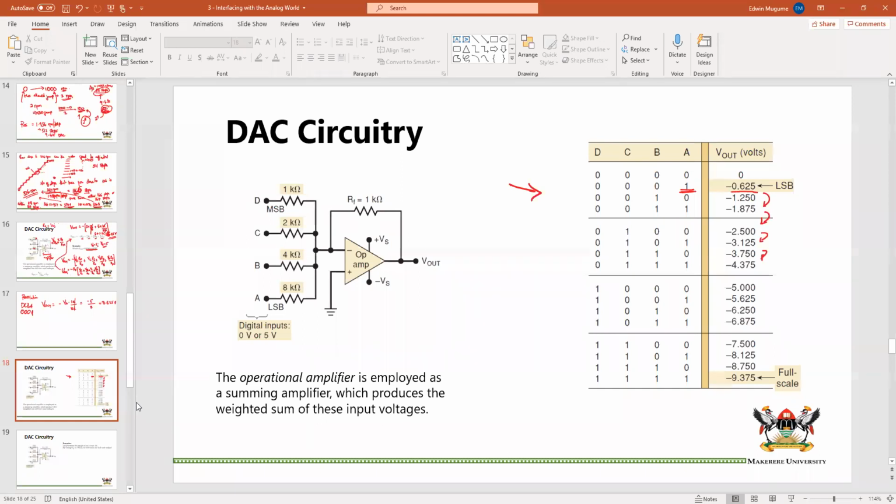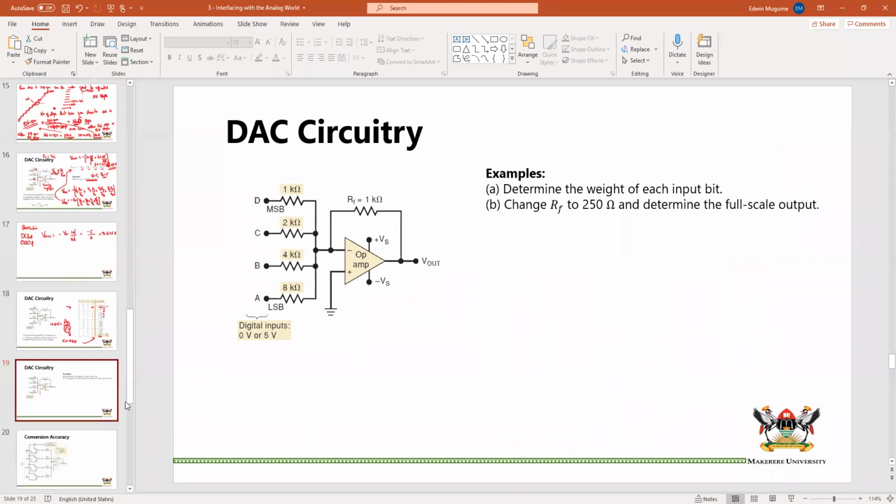We can see that our full scale is 9.375, which is equal to, since we know the resolution is 0.625, the resolution times 2 to the power n minus 1, which is 15. So 15 times negative 0.625 should give you negative 9.375. Okay, so this is how the DAC circuitry would work.